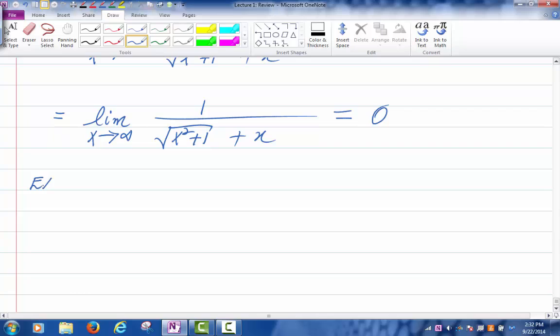Can someone tell me what's the limit as x goes to infinity of sine x? What is that limit? Doesn't exist, right? Because as x goes to infinity, the sine function is always varying between negative 1 and 1. So it doesn't approach a single number, right? Am I making sense? So it doesn't exist.